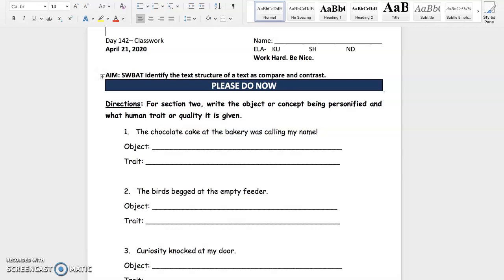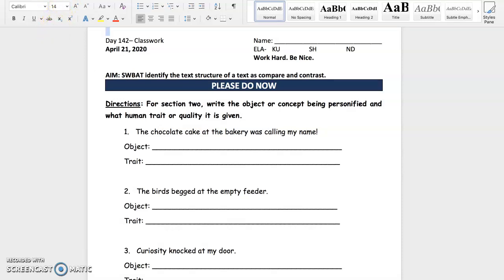All right, so guys, you know that this whole week we are reviewing figurative language in our PDN. Yesterday we talked about similes and metaphors. Today we're talking about personification. So we know that personification is when an object is given a human trait or a human quality. The directions say for section 2, write the object or concept being personified and what human trait or quality it is given. Okay, so we're going to go ahead and get started.